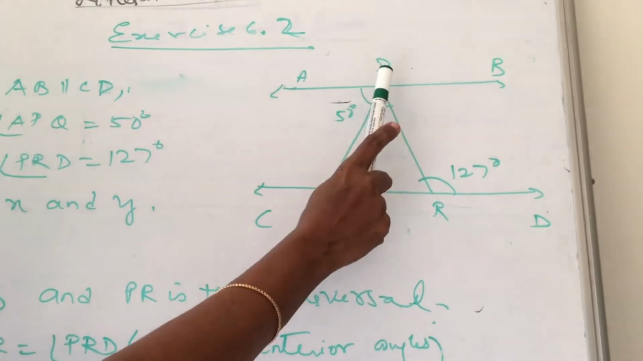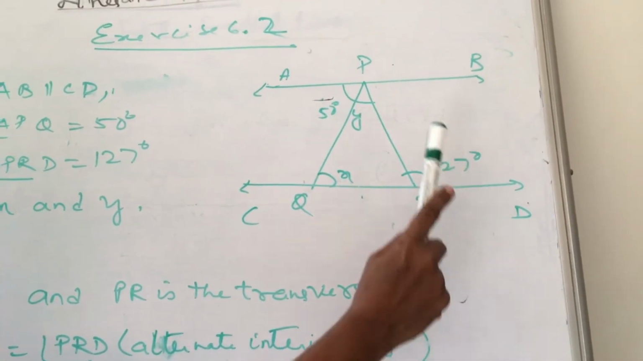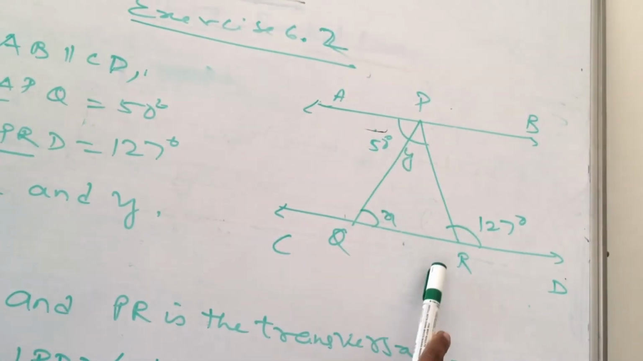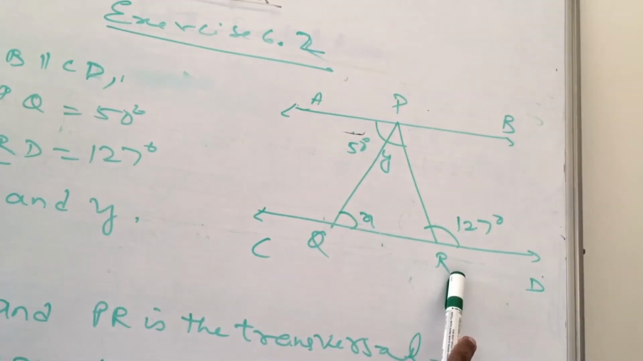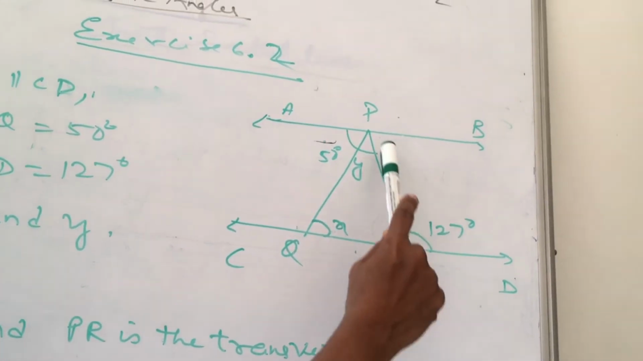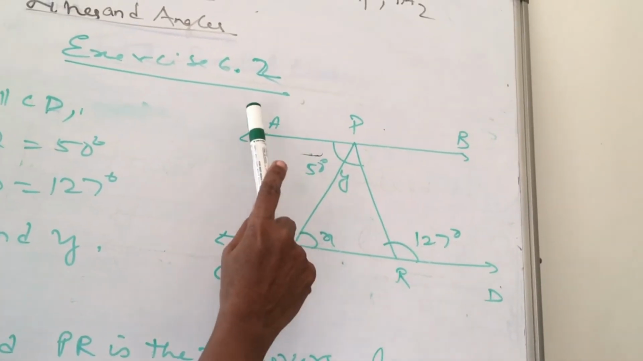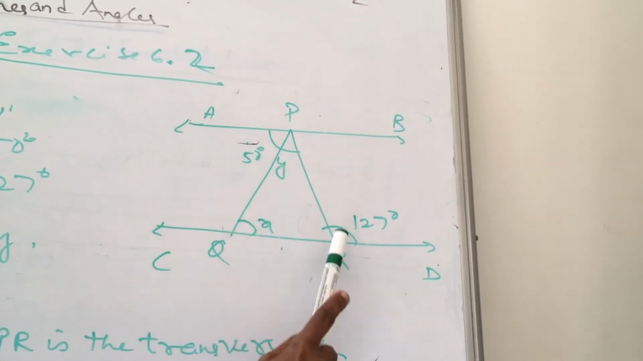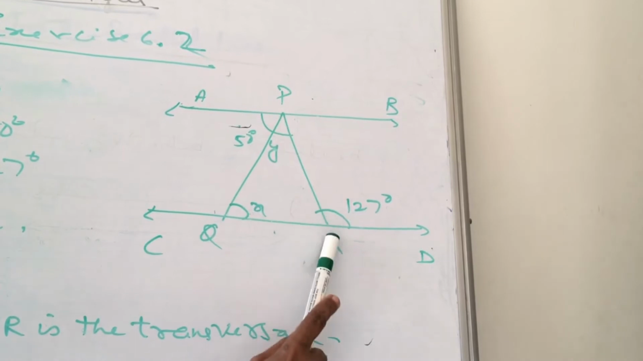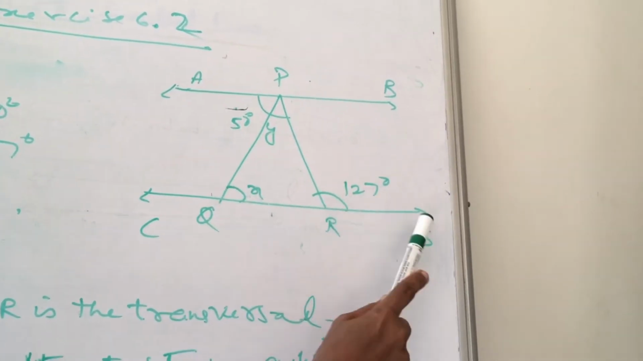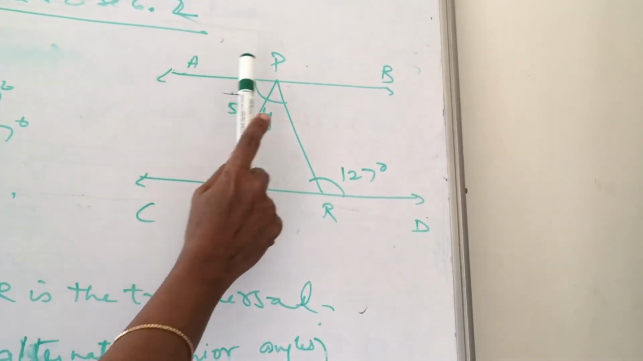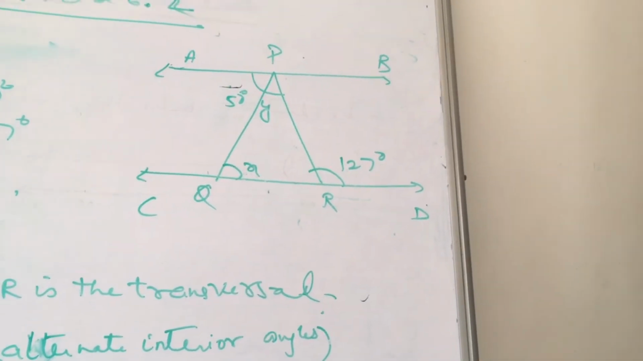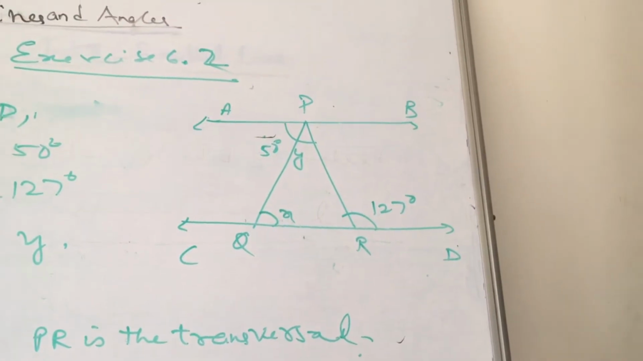Second, if AB is parallel to CD, PR is also a transversal. Name the angles on either side of the transversal, girls. Angle APR, angle PRD. What are they, children? They are alternate interior angles.